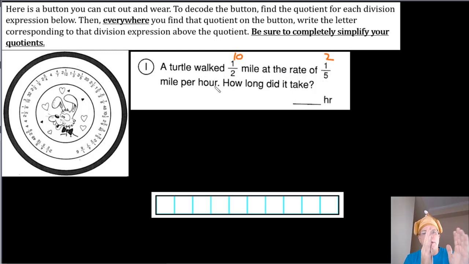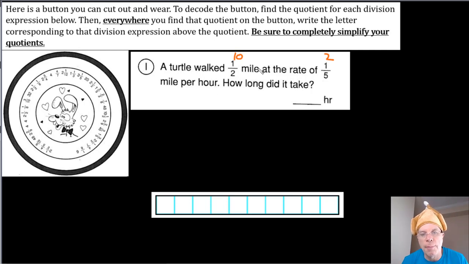So if the turtle's walking 2 miles per hour, in 1 hour he goes 2 miles, 2 hours 4 miles, 3 hours 6 miles. But to find out how long it takes to go 10 miles, we want to know how many 2s are in 10. And that's division. 10 divided by 2 will tell us it would take him 5 hours.